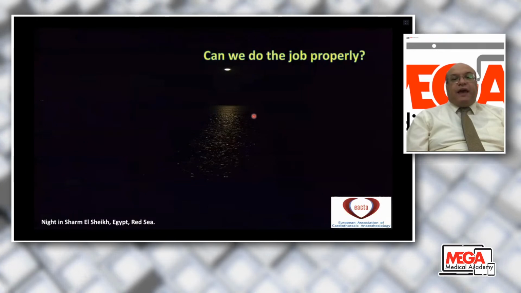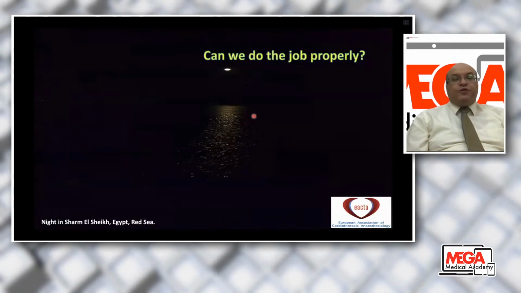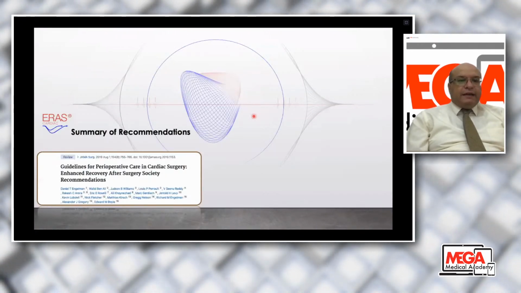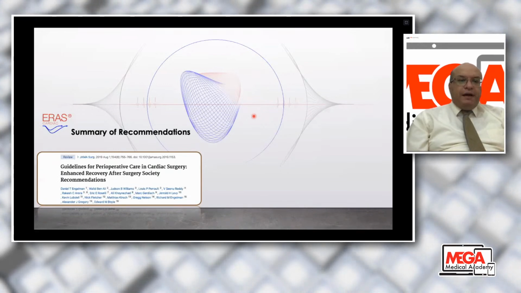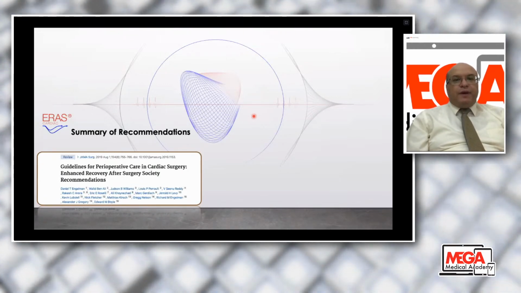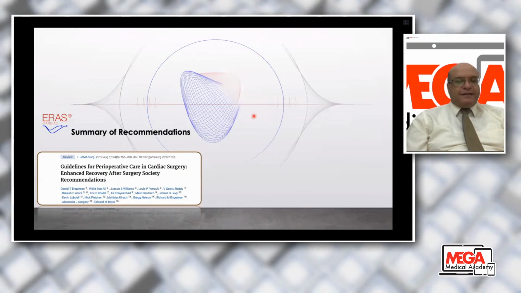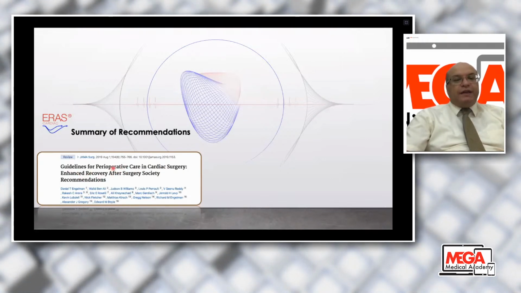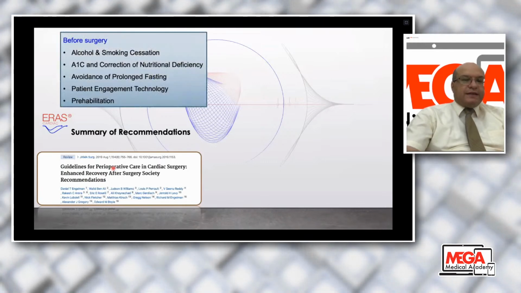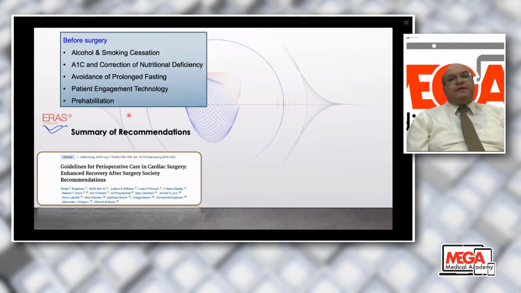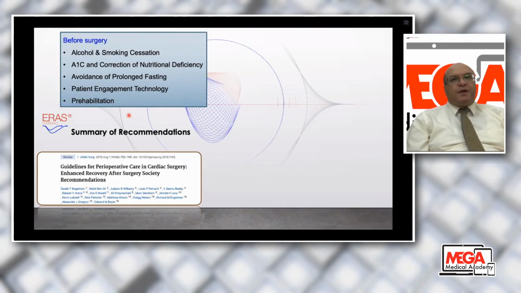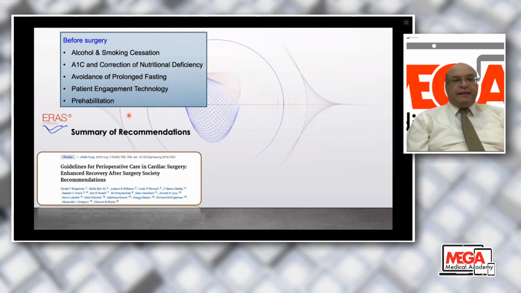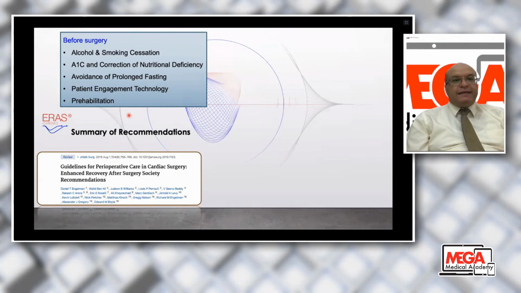We have to ask ourselves, can we do the job? Probably, if we are going to develop protocols for enhanced recovery after cardiac surgery. Interestingly, in August 2019 in JAMA, guidelines were published from the Enhanced Recovery After Cardiac Surgery Society about perioperative care of cardiac surgery, and this is the society recommendation. As I told you, these protocols are based on the preoperative, intraoperative, and postoperative periods. I'll discuss each item later on in detail.